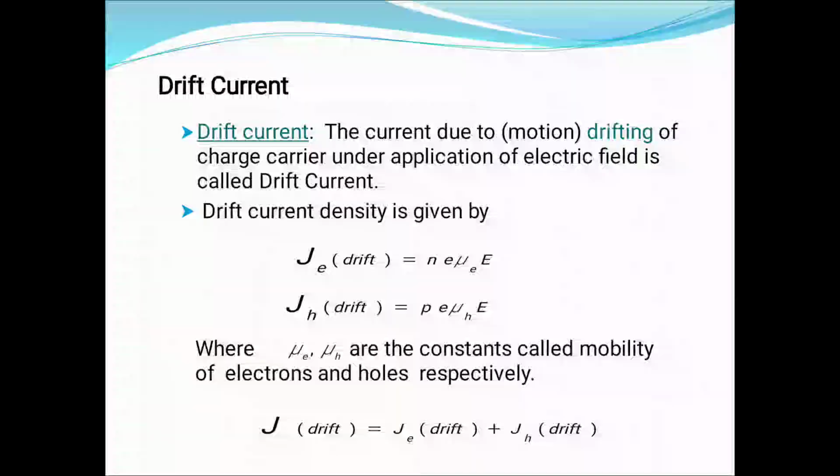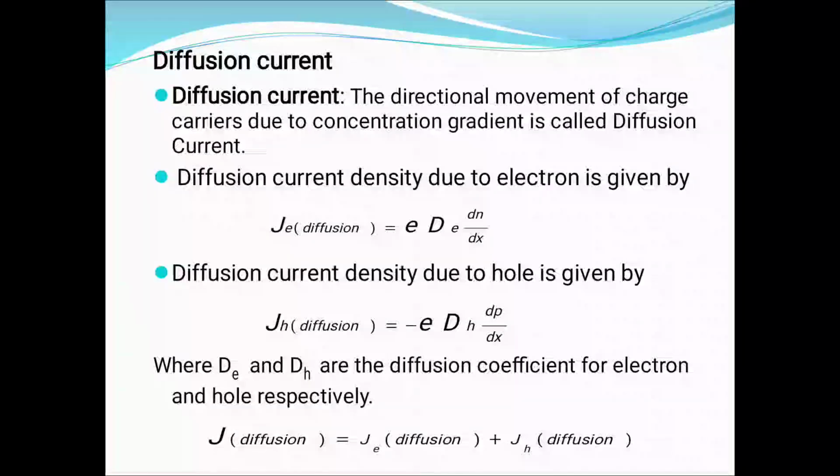Drift current density is given by J_e drift is equal to n e mu_e E and p e mu_h E. Mu_e and mu_h are the constants called the mobility of the electrons and holes, and J drift is equal to J electrons drift plus J holes drift.